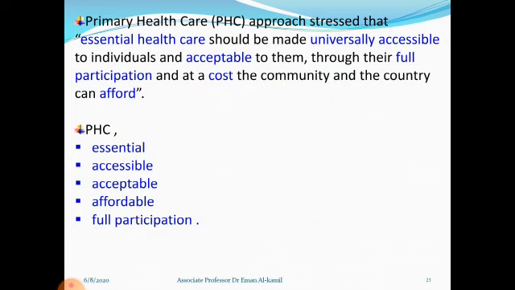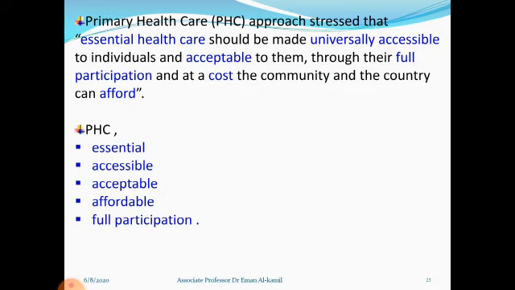That means all the people can use, reach, or have access to the health services, and these health services should be acceptable by the people. That means all the people accept the use of these healthcare services, and they should also have a role, or full participation, in the healthcare services, and it should also be provided at an affordable price for all the people, so they can use it all the time.